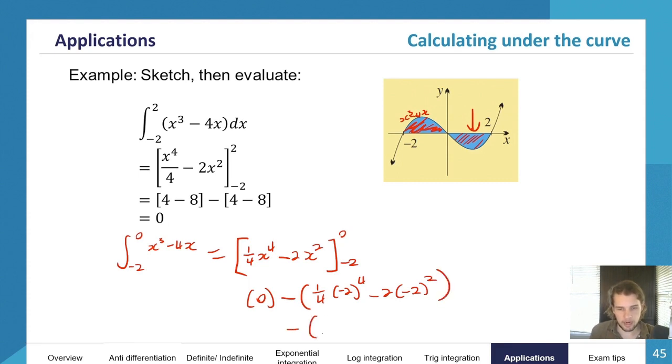And that will give us minus 1 over 4 multiplied by 16 minus 2 multiplied by 4 is equal to 4 minus 8. We have a minus out the front there, is equal to 4. So that's our answer. So the area underneath this side of the curve is 4.